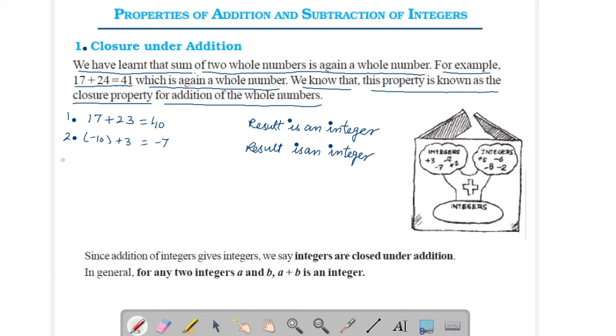Let us take third example, 19 plus minus 25. What will you get? Minus 6. Again result is an integer.